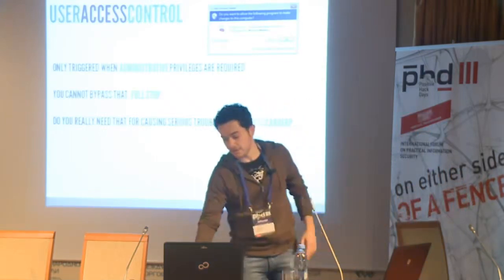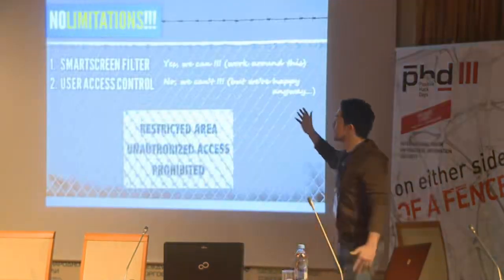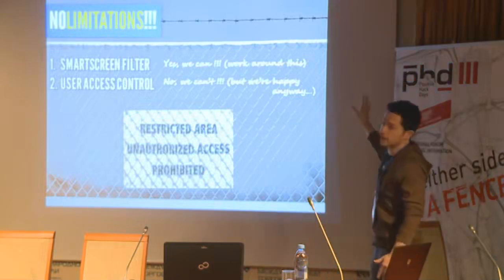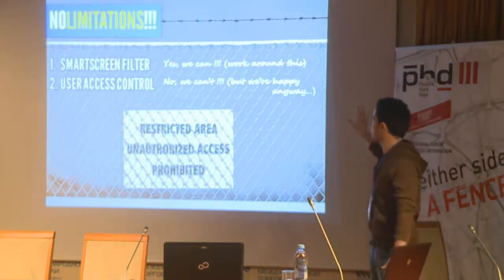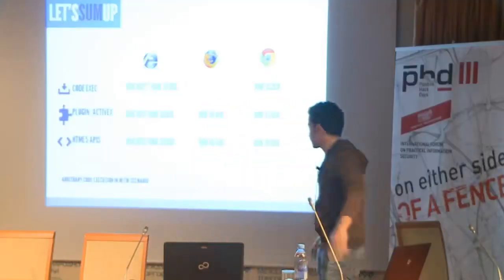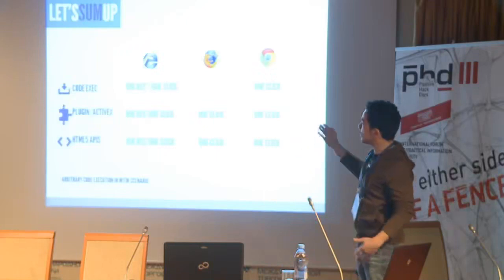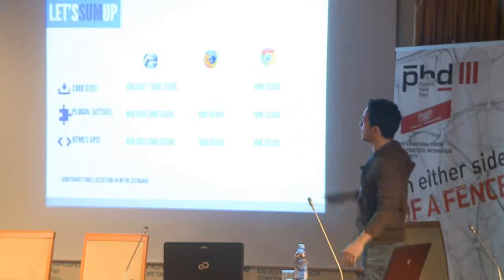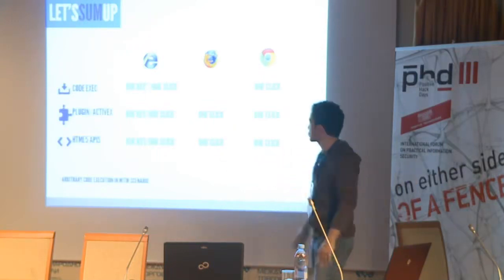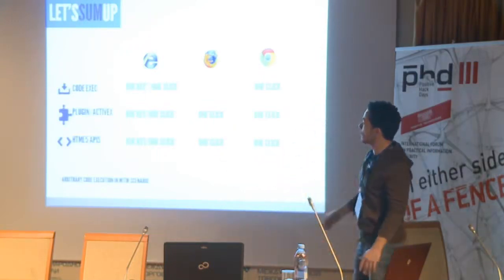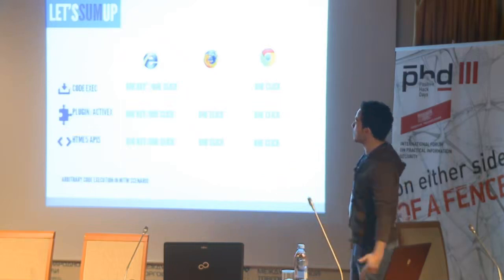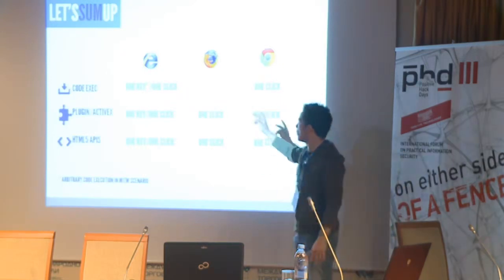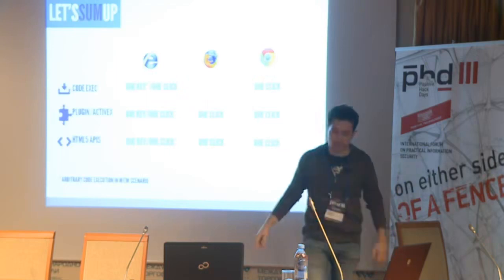So, at the end of the day, smart screens filter, okay, yes, we can work around this. User access control, no, we can't work around this, but we are happy the same because we can do a lot of bad things. So, let's sum up. Code execution, we can do this with one key or one click on Internet Explorer. In man in the middle, also arbitrary code execution, we can do with one click on Chrome. Plugin ActiveX and HTML5 API activation we can do using one key or one click on Internet Explorer, using only one click on Firefox and on Chrome.